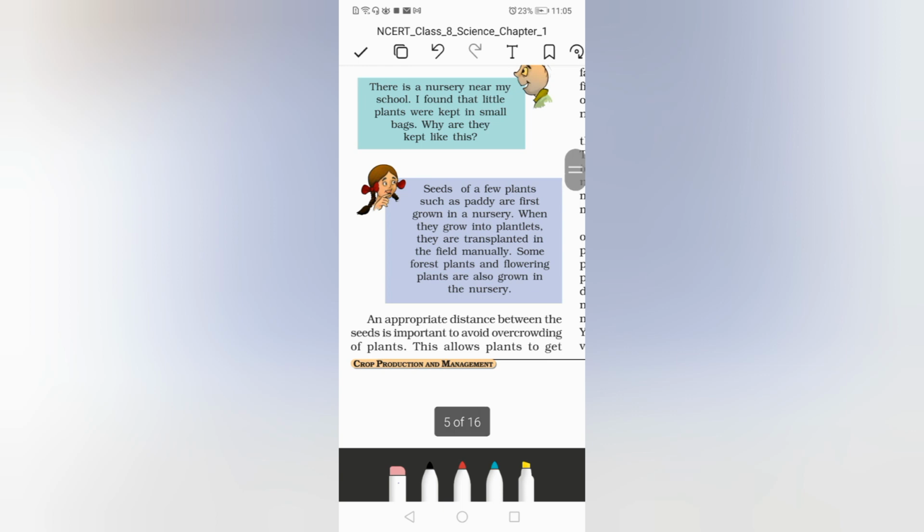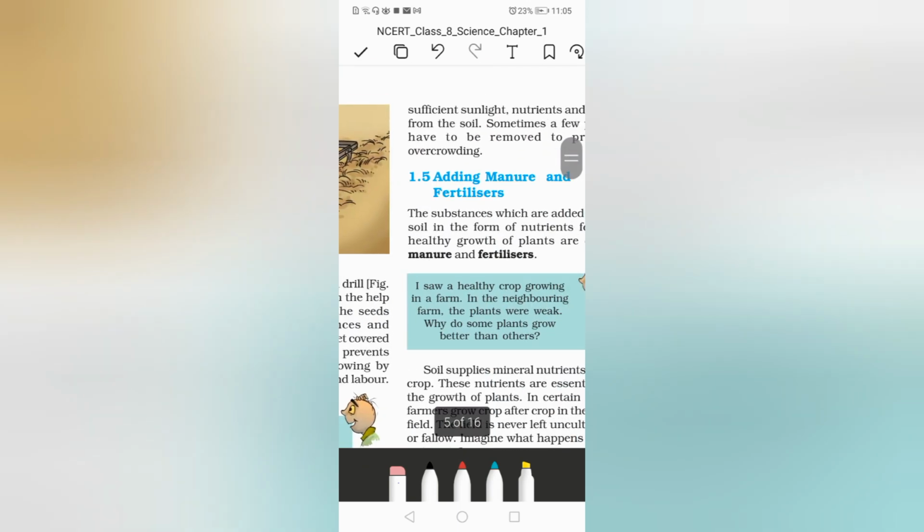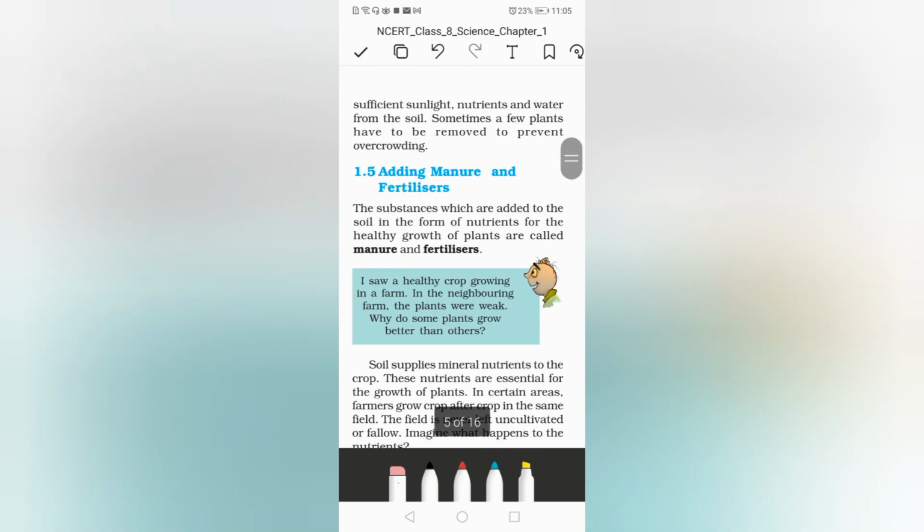An appropriate distance between the seeds is important to avoid overcrowding of plants. This allows plants to get sufficient sunlight, nutrients, and water from the soil. Sometimes a few plants have to be removed to prevent overcrowding.